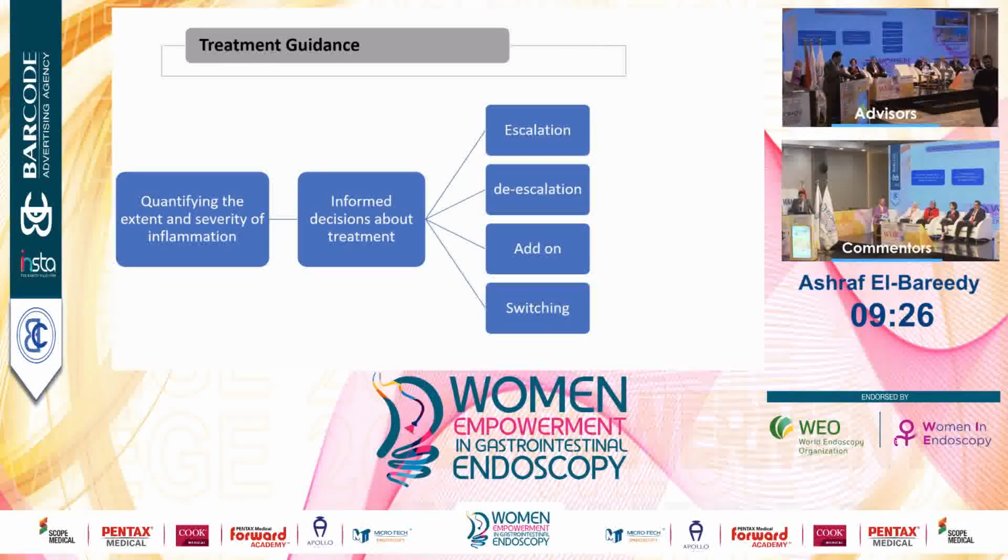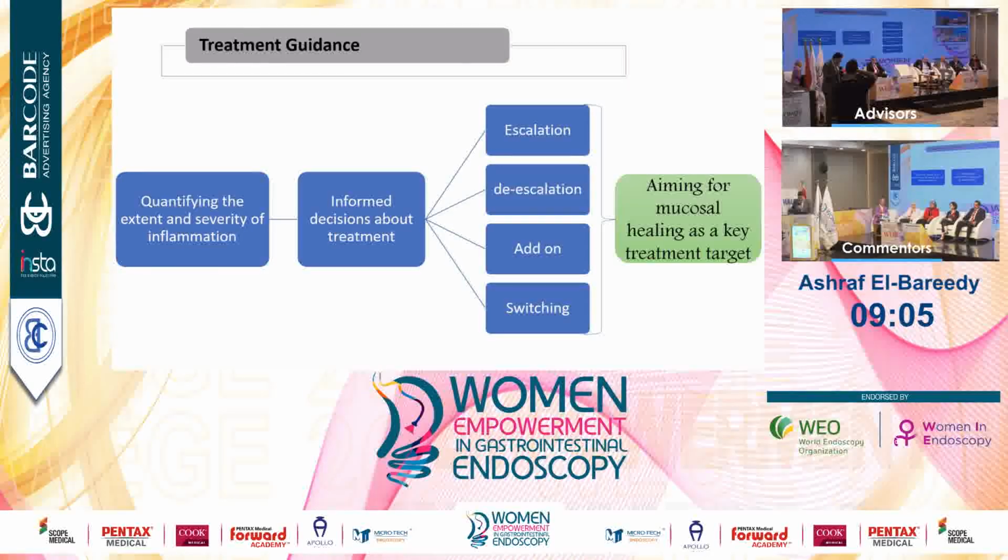Treatment guidance. Endoscopic scores can quantify the disease extent and severity and convert them into numbers and scores. And this, of course, will allow us to take informed decisions about treatment, whether escalation, de-escalation, add-on treatment and add-on drugs, or switching between different classes, aiming for mucosal healing, which is the main therapeutic target, as we all know.